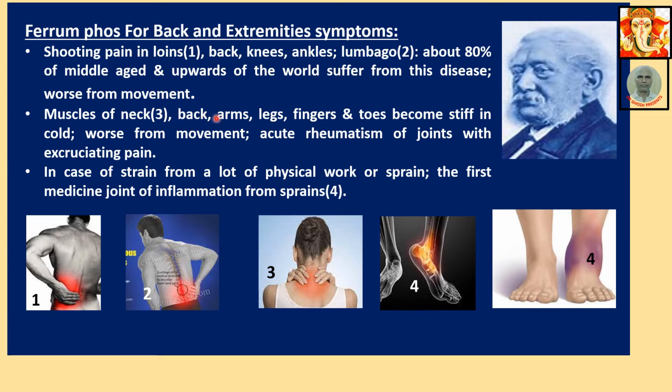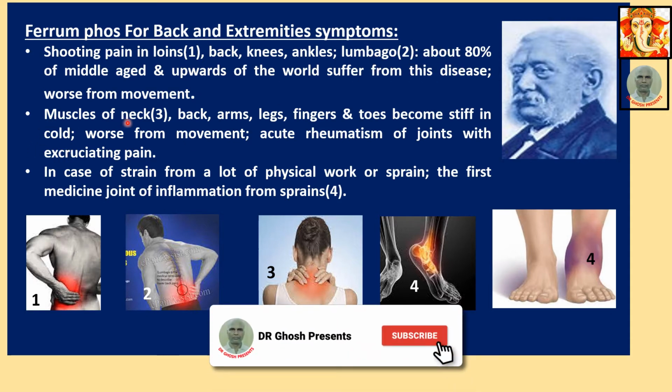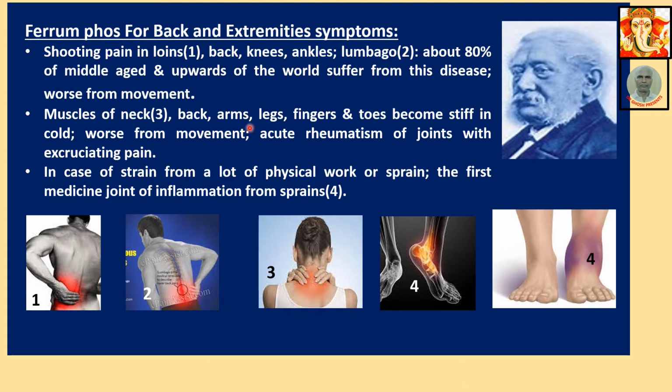Worse from movement. Actually, this is about lumbago. This is lumbago, figure 2. This is lumbago as seen, and the colon means these things relate to lumbago. Muscles of neck, back, arms, legs, fingers, toes become stiff in cold. Worse for movement, acute rheumatism of joints with excruciating pain. All this is covered by Ferrum phos.